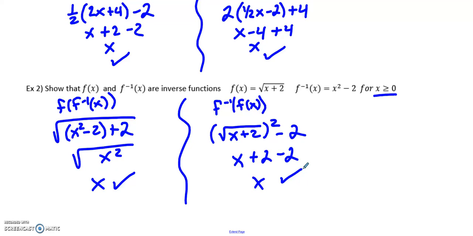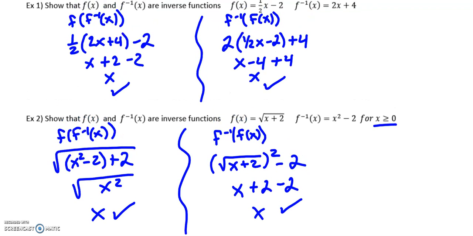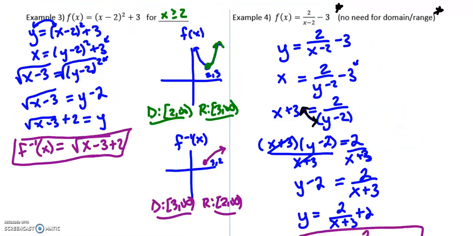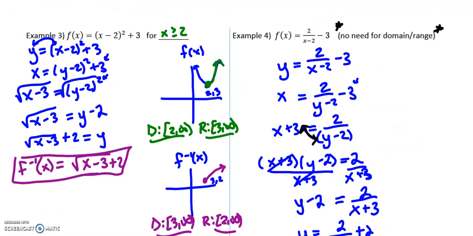I could start with either of them and then do that process we had done before, swapping the x's and y's and solving, and that would give me the inverse. But when I say verify, I just want to see that the compositions reduce down to x, both of the compositions. So that's verifying inverses, along with these last two examples of how to find my inverse functions.